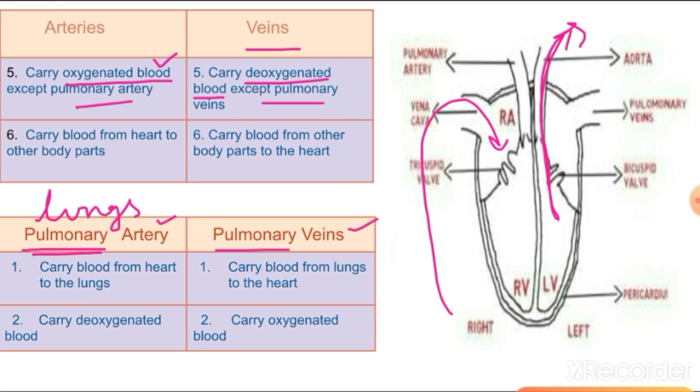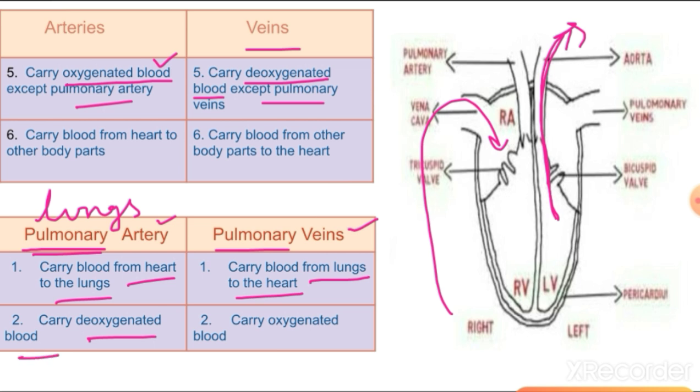So what is the function of our pulmonary artery? It carries the blood from the heart to the lungs. And what is the function of the pulmonary vein? It carries blood from the lungs to the heart. The blood goes to the lungs for getting oxygenated. So the pulmonary artery carries deoxygenated blood.